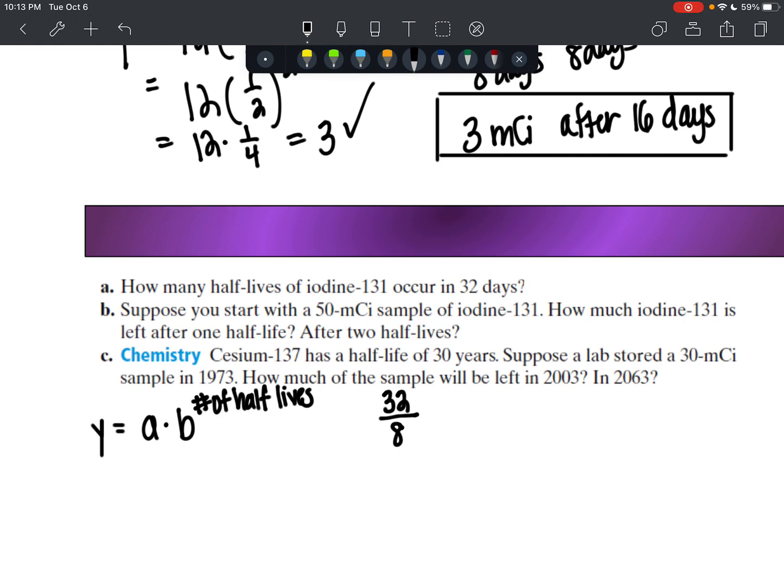So rather than go off to the side and say 4 half-lives, we can just incorporate this, divide by 8, into our function. So that's what I did there. Y equals a times b raised to the x over 8. And now if it doesn't happen a perfect number of times, let's say I said 20 days, I could still do 20 divided by 8 and figure out how much is still left in the patient's body so that I don't give them another course of treatment too soon.